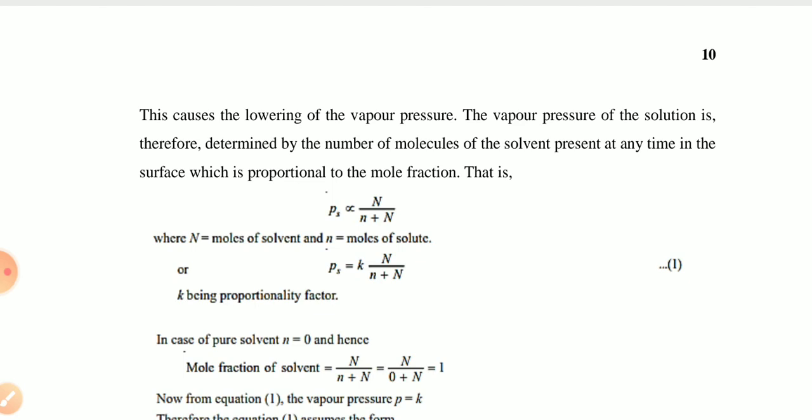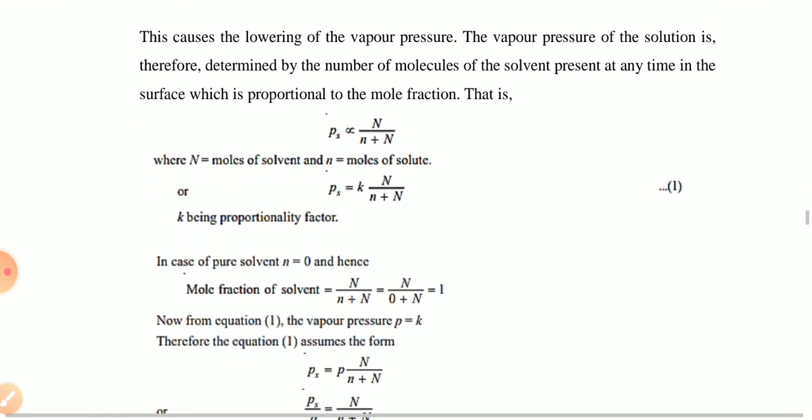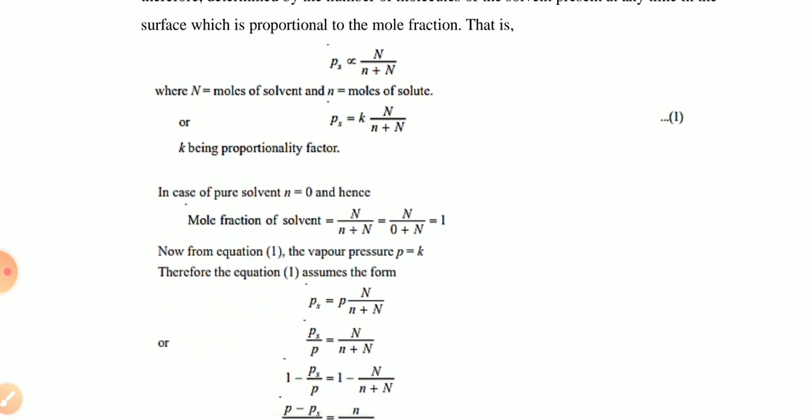The mole fraction of the solvent is N by (N plus n). So the vapor pressure of the solution, Ps, is directly proportional to N by (N plus n), where capital N is the moles of solvent and small n is the moles of solute. Since it is proportional, we put a constant: Ps equals K times N by (N plus n). If we consider a pure solvent, then n equals 0, and hence the mole fraction of the solvent is N by (N plus n).